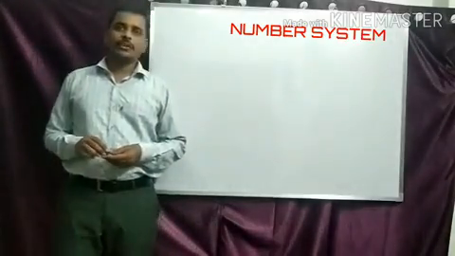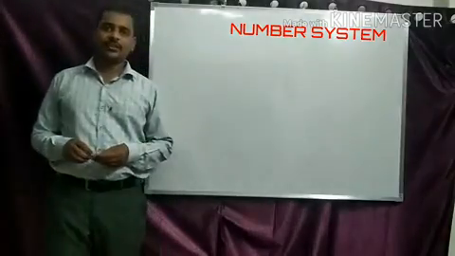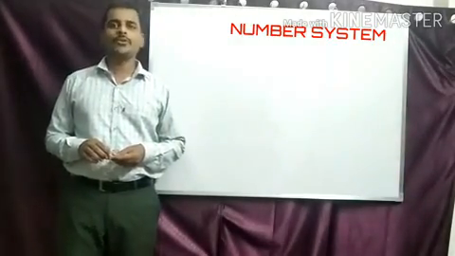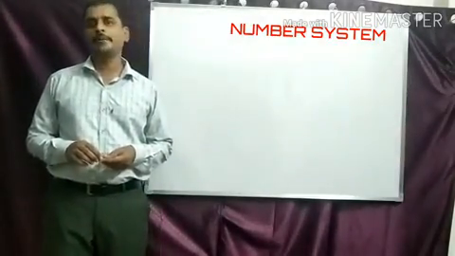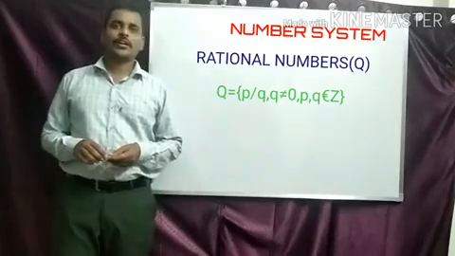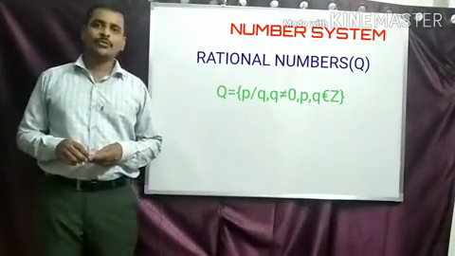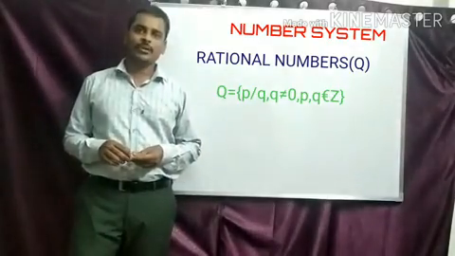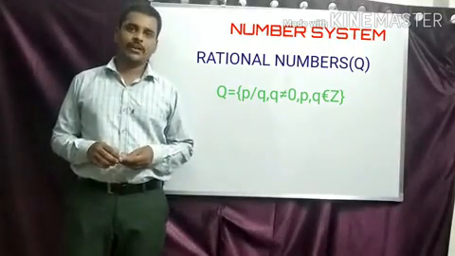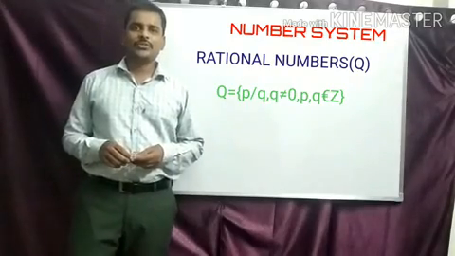Like that, if the numbers are of the form p by q, that means in the form of a fraction, where p, q belong to Z and q not equal to 0, that means the denominator should not be 0, then the numbers are said to be rational numbers. Rational numbers are denoted by the letter Q. Why are we taking q not equal to 0? If the denominator becomes 0, the value can't be defined. So that's why we say the condition q not equal to 0.